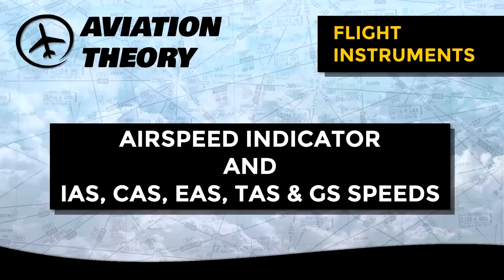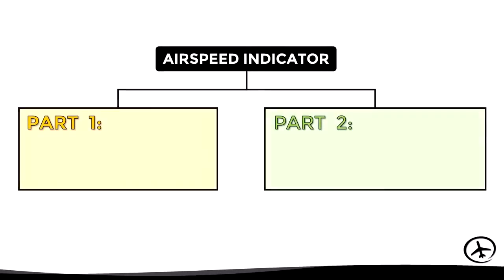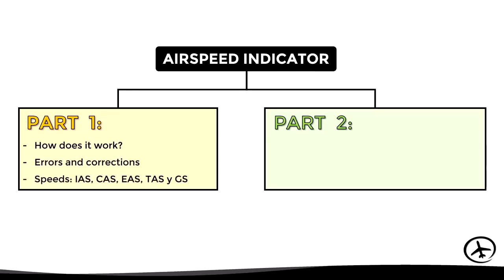Today, we will talk about the operation of the airspeed indicator, as well as the speeds used in aviation, with their corresponding definitions. First of all, we will divide the airspeed indicator topic into two videos. In this first part, we will focus on how an airspeed indicator works, what are the errors and corrections that must be applied, as well as the different definitions of the speeds used in aviation.